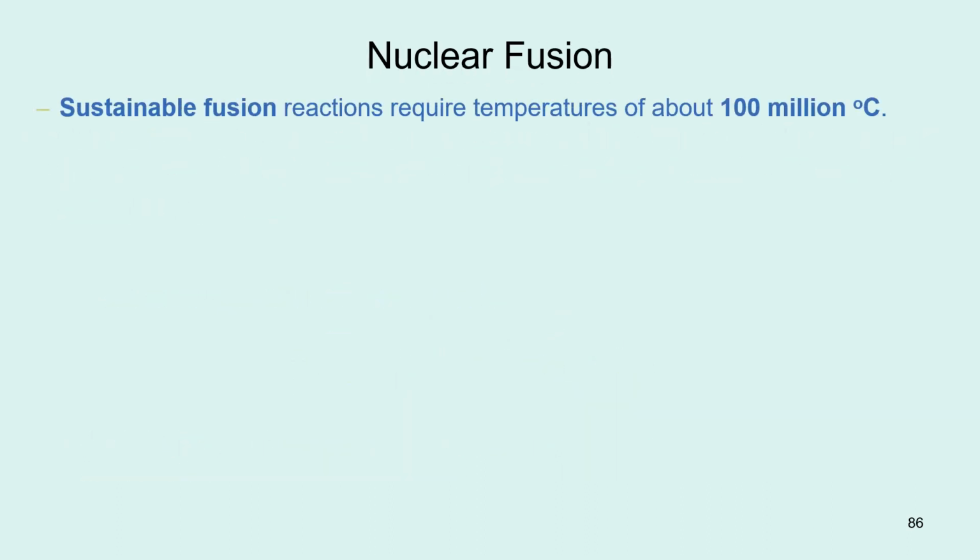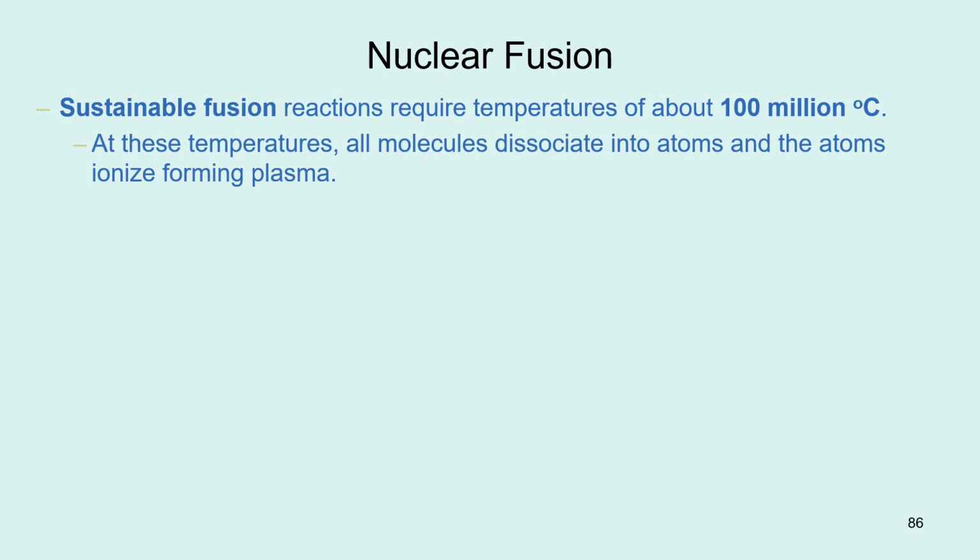So to have a sustainable fusion reaction, you have to have temperatures of at least 100 million centigrade. At these temperatures, all molecules will dissociate into atoms, and the atoms ionize, forming a plasma, which is kind of the fourth state of matter.